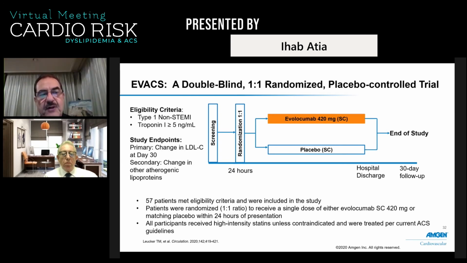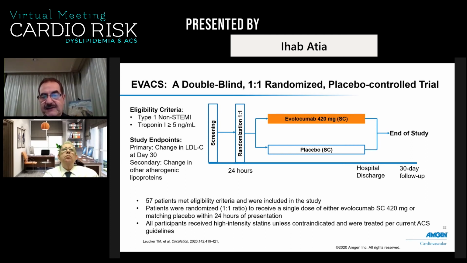The endpoints were change in LDL at day 30, and the second endpoint was the change in other atherogenic lipoproteins. Again, we see that it was early randomization, within 24 hours. This is quite early. These patients received either evolocumab 420 milligram, one dose, or placebo, and they were followed up for 30 days after hospital discharge.